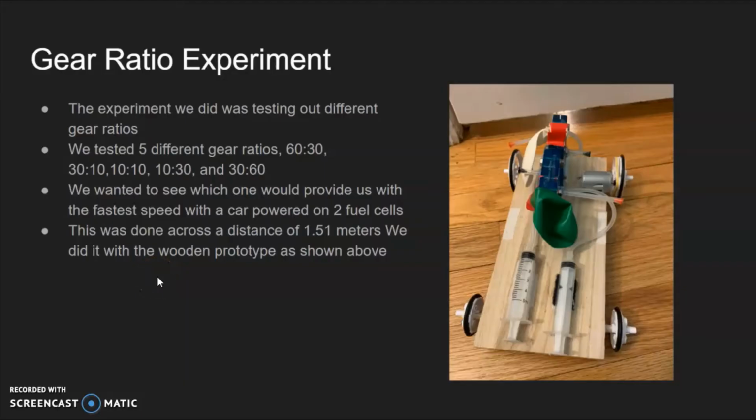So now let's move on to some experimentation we did with different gear ratios. In this experiment, we tested out 5 different gear ratios: 60 to 30, 30 to 10, 10 to 10, 10 to 30, and 30 to 60. The goal of this experiment was to see which gear ratio would provide us with the fastest speed for a car powered by dual fuel cells. This was done across a distance of 1.51 meters, and we did it with the wooden prototype shown on the right.